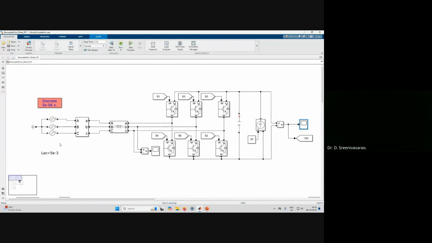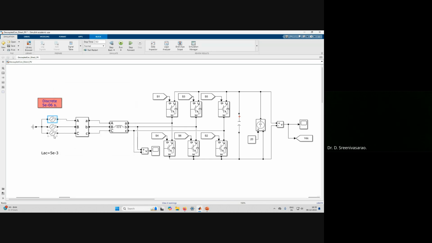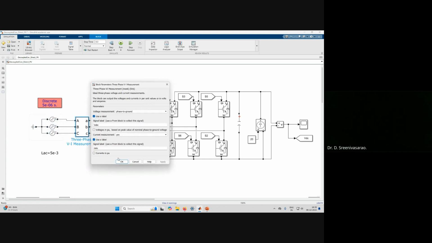Yeah. So on one side, if you see, this is how we will integrate to the grid. On the left hand side, you can see we have one grid, some AC source. I consider some 415 volts grid. These are the three voltages, this three phase 415 volts, and here I'm measuring the current.